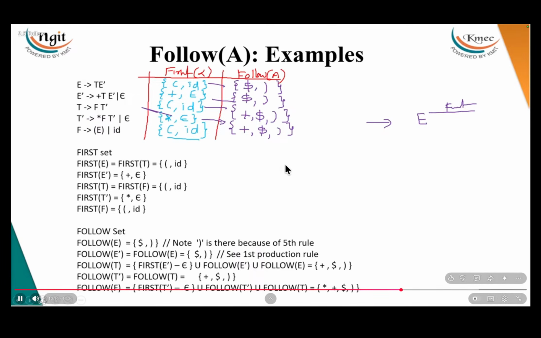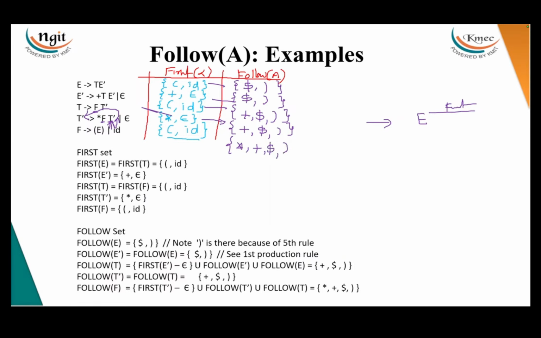So if you didn't understand the follow of T, just listen one more time for follow of F. So F occurred here and here. So follow of F is nothing but first of T'. What is the first of T'? Star, comma, epsilon. Take the star. As epsilon, go to the next symbol in the production. As we don't have any symbol, then take the follow of T'. What is the follow of T'? Plus, dollar and close parenthesis. And task is not over yet. Again, you have to repeat here, but you will get the same.